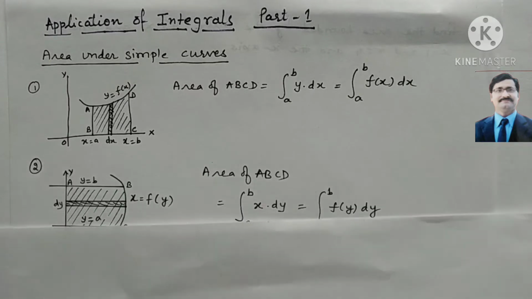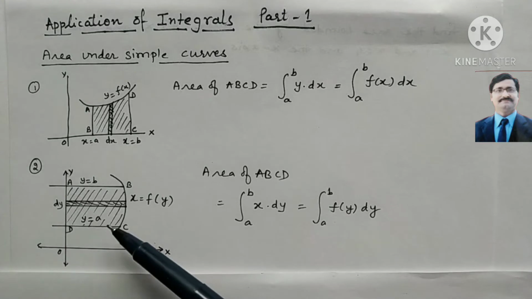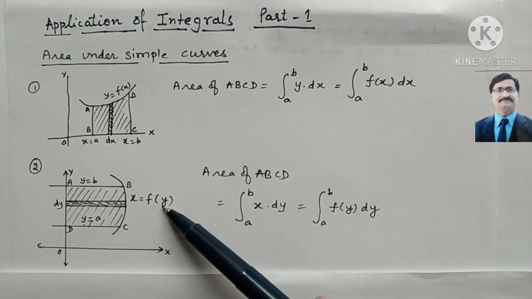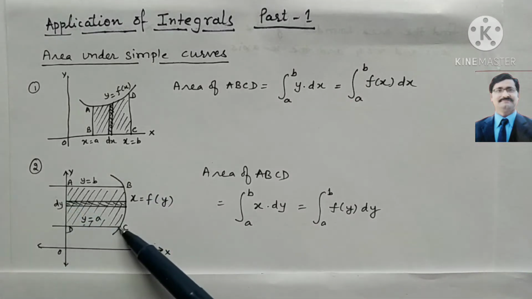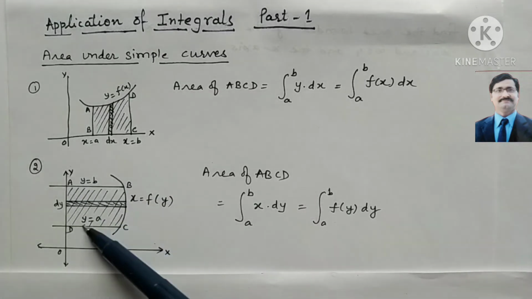Look here, same as it is. Sometimes the function is such that x is a function of y. This is a curve, and here the given lines are y equal to a and y equal to b, and this is the y-axis, and we have to find this area.